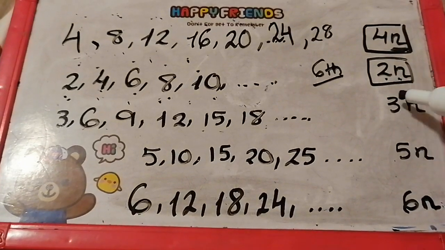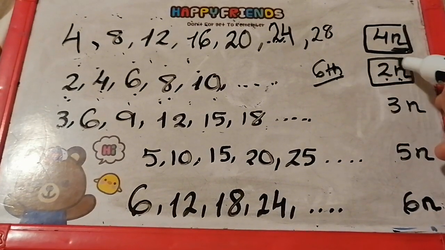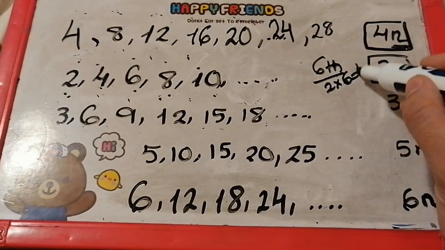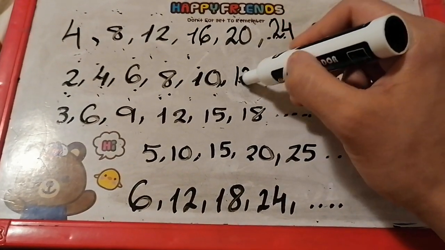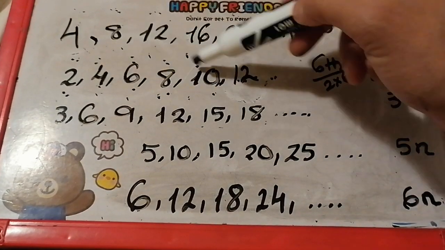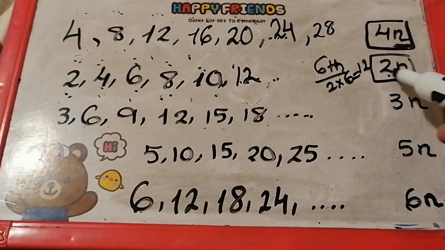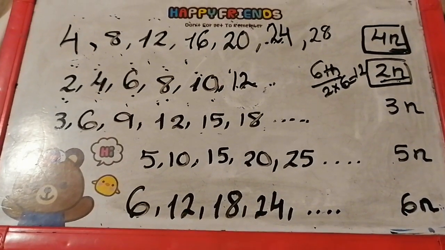It means 2 times n. So if I want the 6th number, n will be 6. So what is 2 times 6? 2 times 6 is 12, right? So this is 1, 2, 3, 4, 5, 6. And yes, 2 times 6 is 12. So n stands for the position of the number in the sequence.